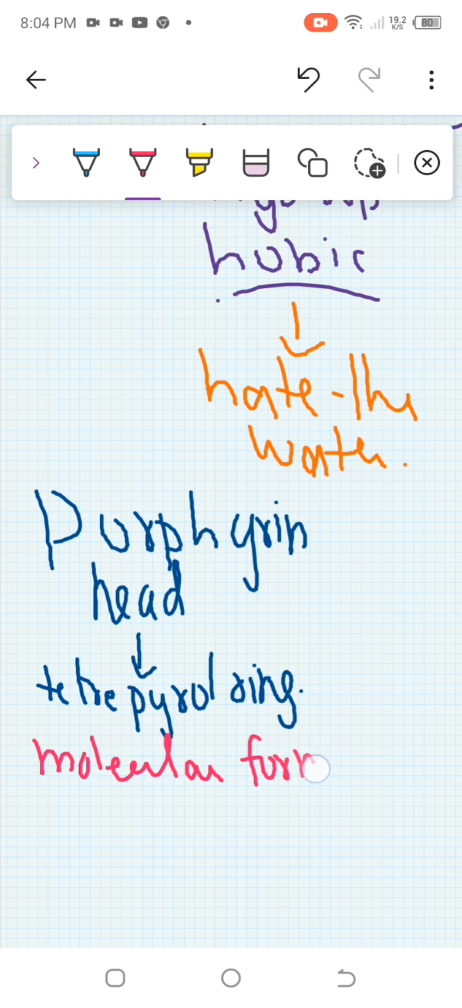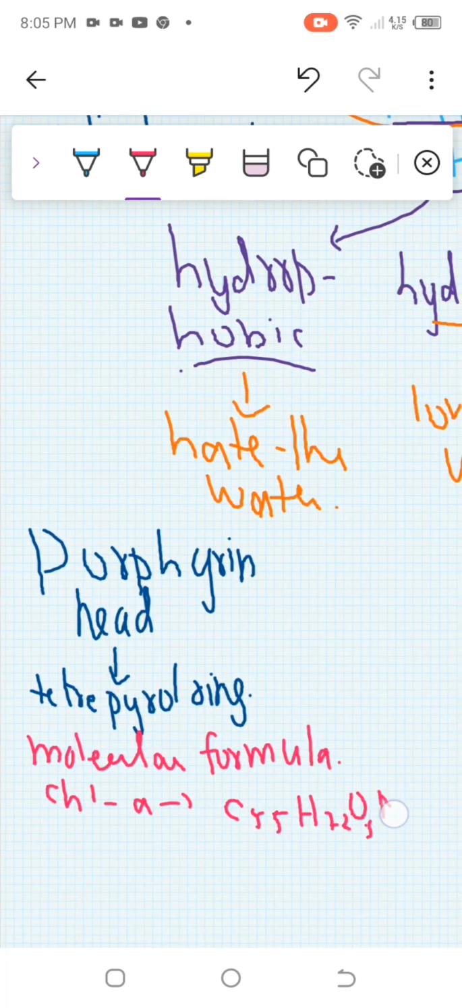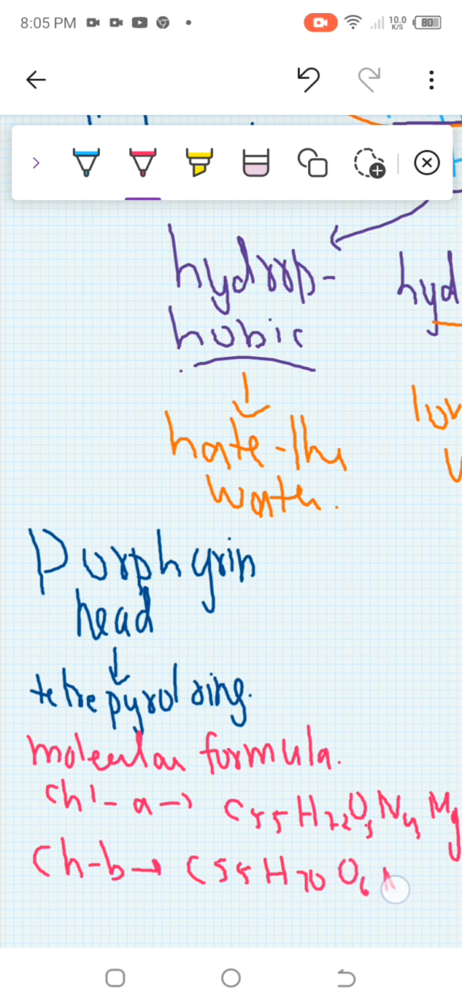Here, the molecular formula of chlorophyll A is C55H72O5N4Mg, and the formula of chlorophyll B is C55H70O6N4Mg. These are basically the molecular formulas of chlorophyll A and chlorophyll B.